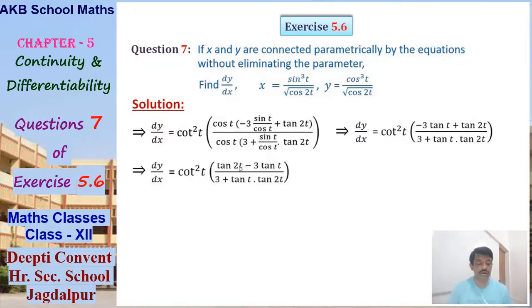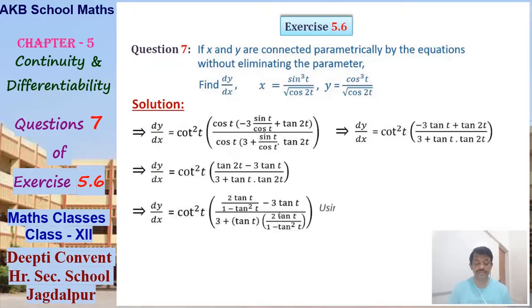So cot square t times, here we can write like this, tan 2t minus 3 tan t upon 3 plus tan t tan 2t, by using the formula tan 2 theta equals 2 tan theta upon 1 minus tan square theta. We know the formula tan 2 theta equals 2 tan theta upon 1 minus tan square theta. So tan 2t equals 2 tan t upon 1 minus tan square t. Similarly here tan 2t equals 2 tan t upon 1 minus tan square t.